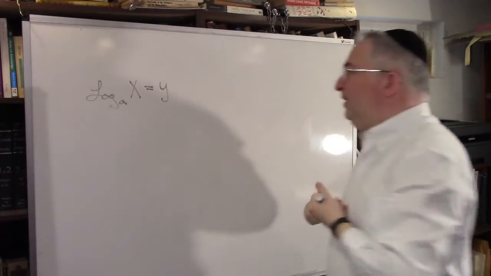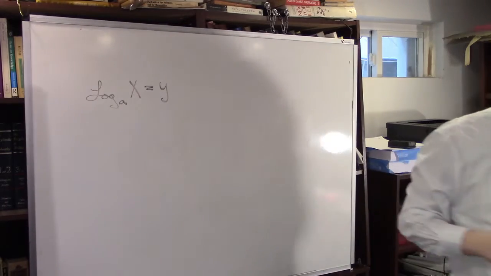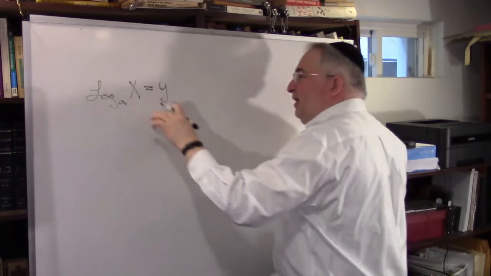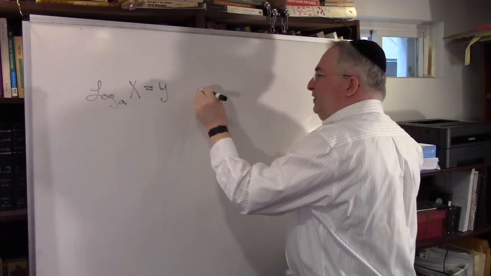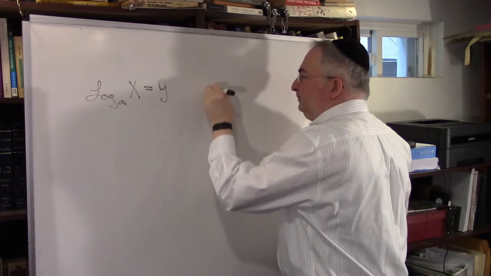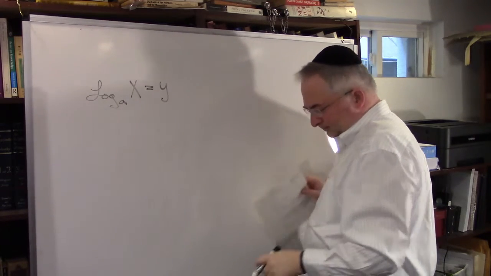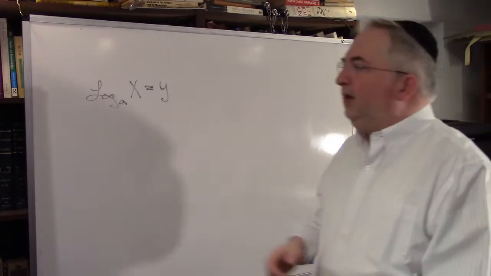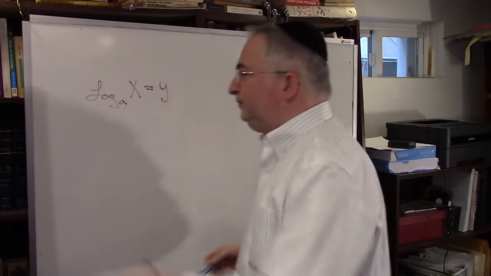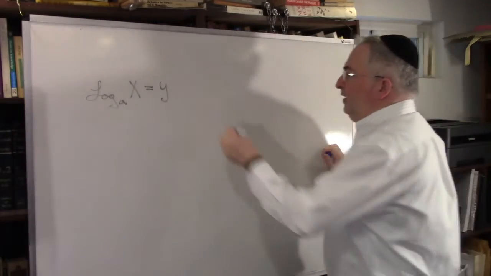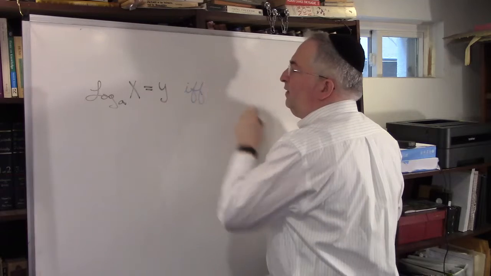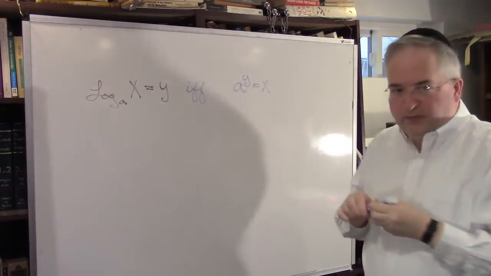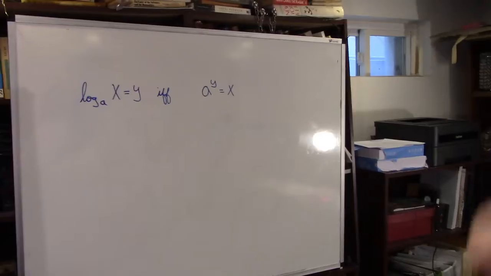Okay, the hard part in life is to get a good marker. Okay, what this means is, well, the way to think of this is a to the y is equal to x. I'm going to take a 1 minute break and find a good marker.